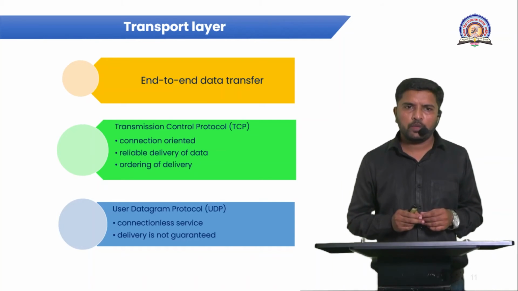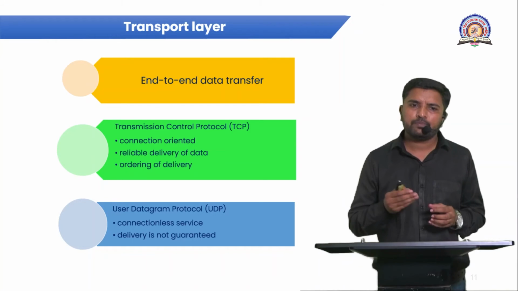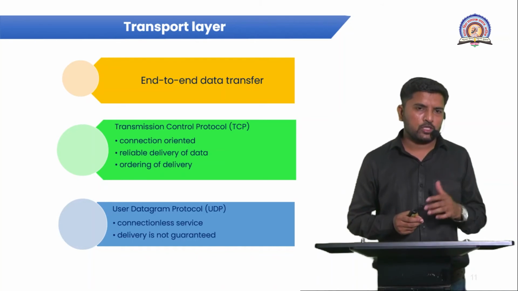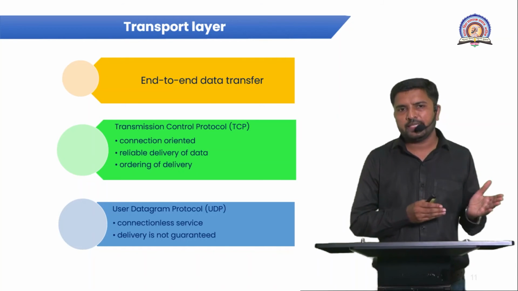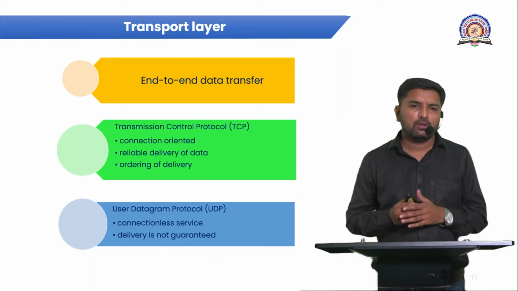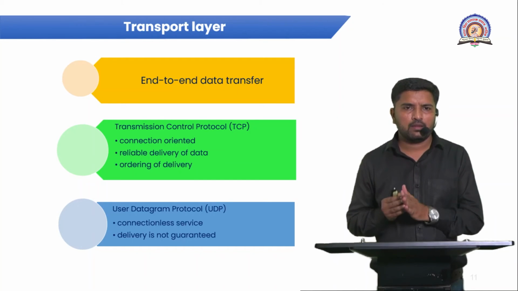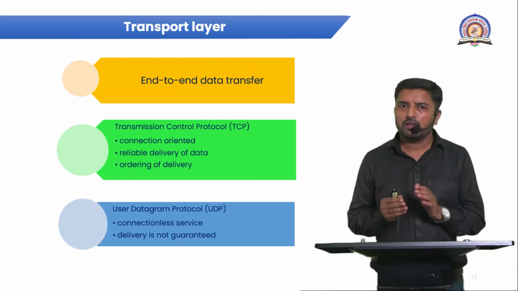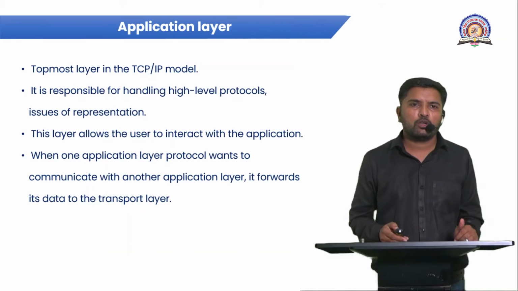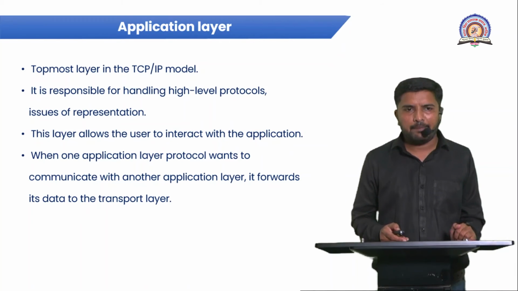UDP is the User Datagram Protocol. It is a connectionless protocol. But when we think about assurance of delivery of data from sender to the receiver, TCP is more reliable as compared to UDP. Means in case of TCP, the chances of data being received at the receiver side are much higher as compared to UDP.